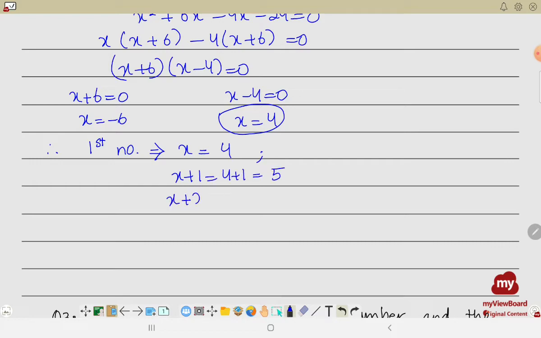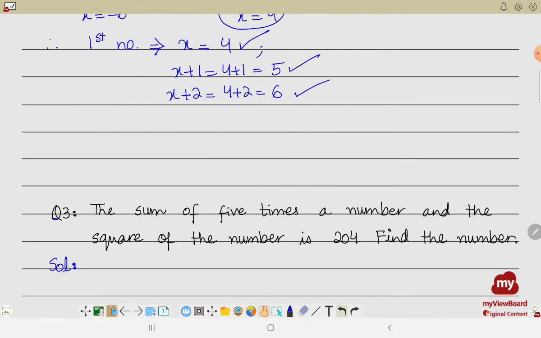And the third number we supposed as x plus 2, so 4 plus 2 is 6. So therefore the three consecutive positive numbers are 4, 5 and 6. Right? Hope you understand the sum. Let's move forward to the other question.